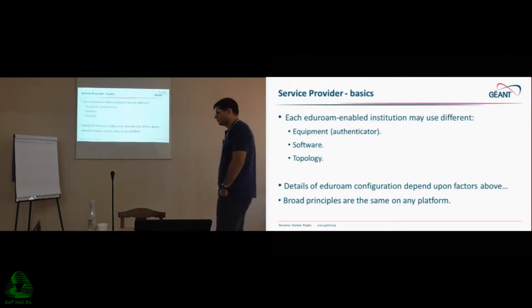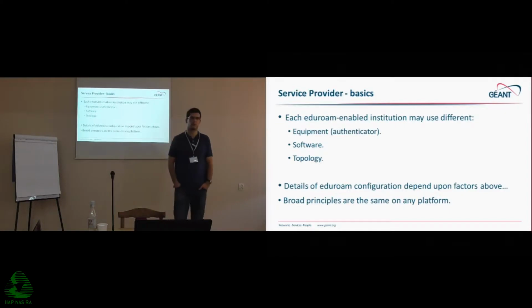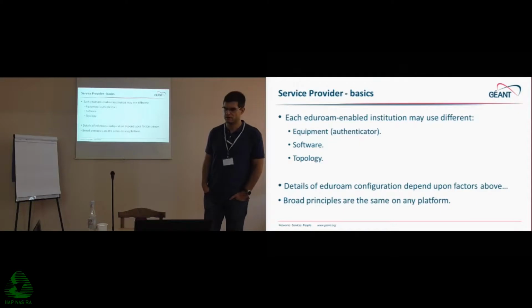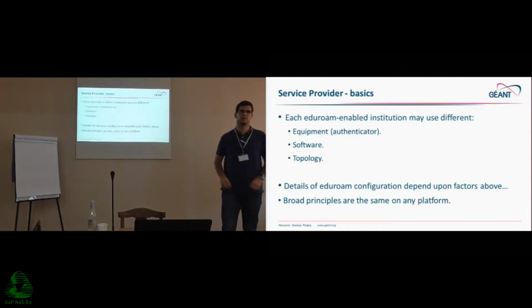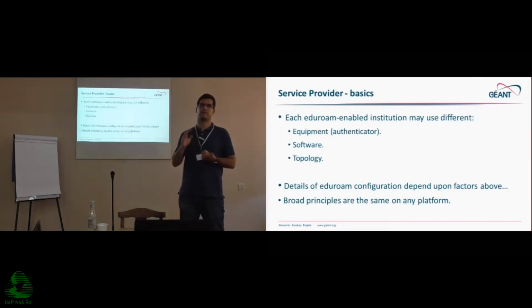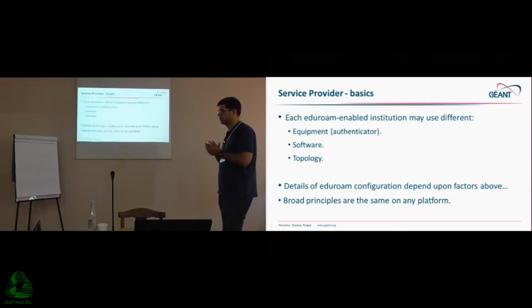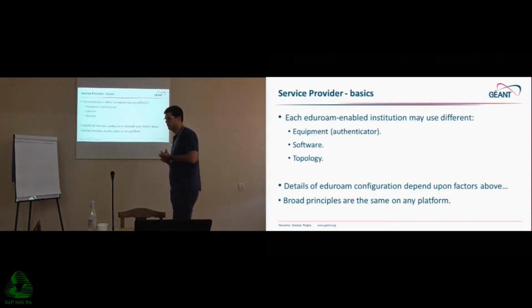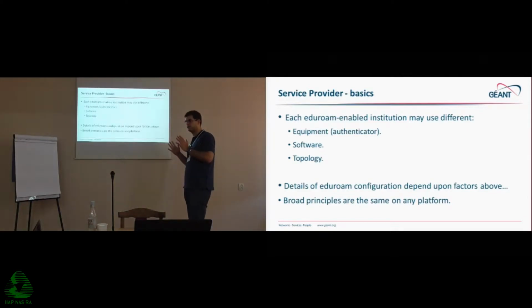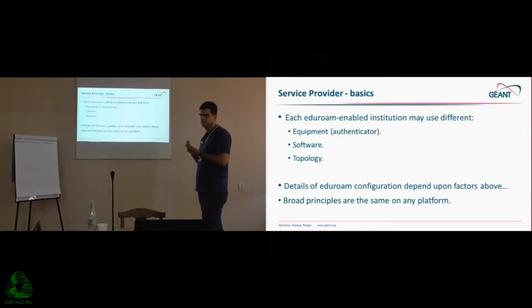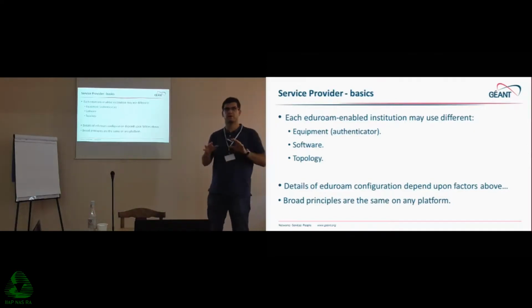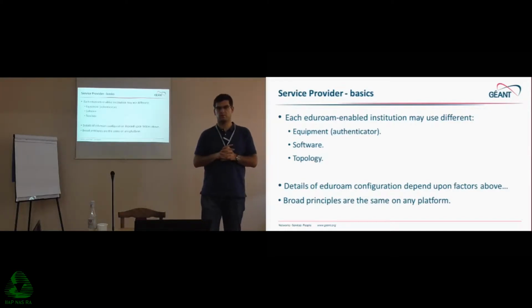So I would like now to go to the part we're all waiting for, especially when talking about hands-on. So Miro already mentioned yesterday that there are two roles that an institution can take. That's service provider and identity provider. So each eduroam enabled institution can use different equipment. In this case, I'm talking about the part that is in .1x called authenticator. They can use different software and different topology. What it means is, for example, today we're going to use FreeRADIUS, which I find very nice. Maybe a bit complicated at the start, but when you manage to find your way around, it's very easy to use, and besides being modular, it's very configurable.